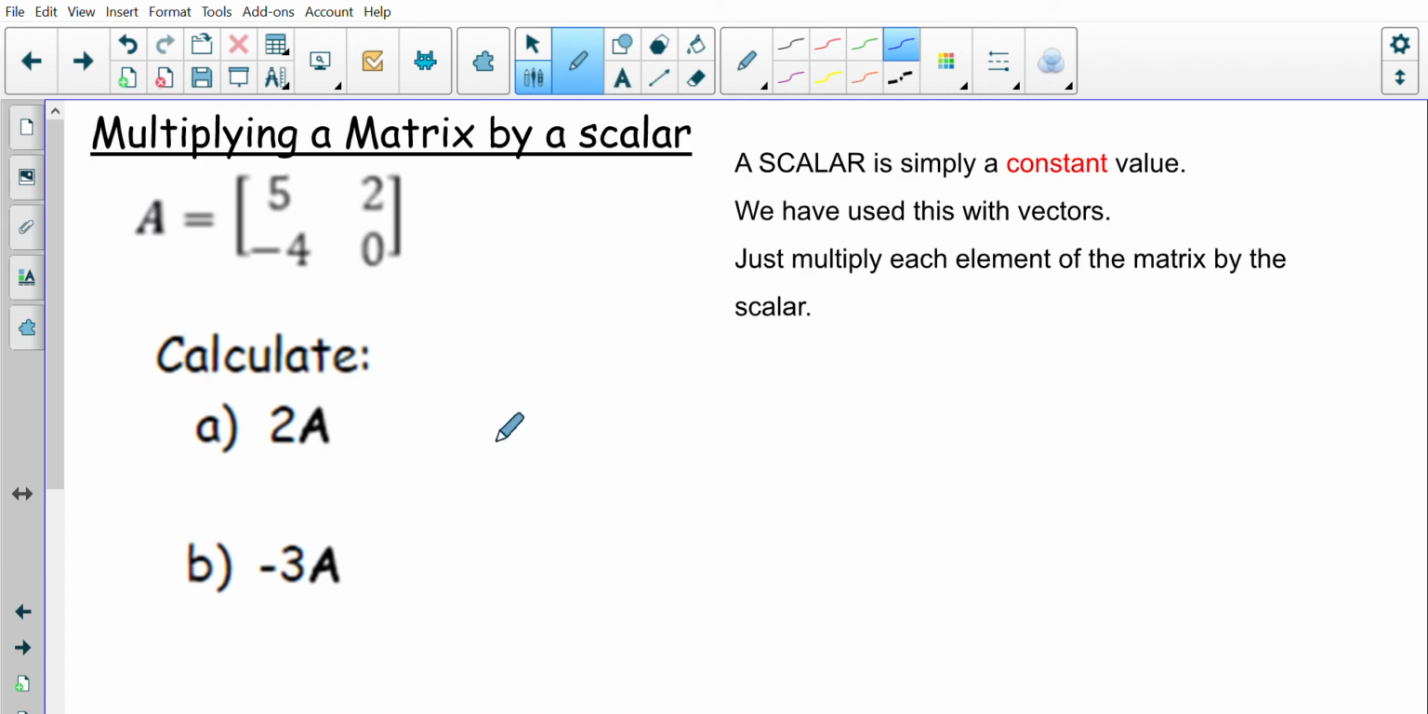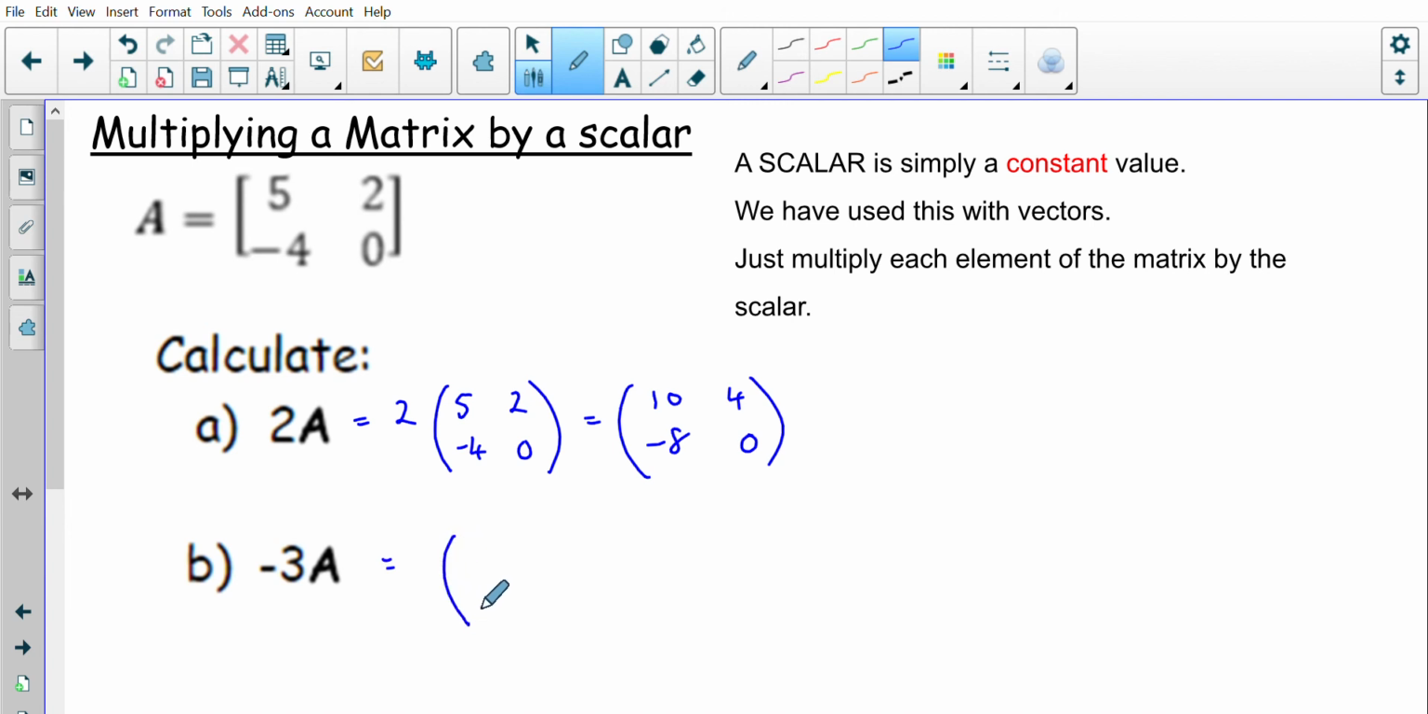We can also multiply a matrix by a scalar, and we use this with vectors. A scalar is just a constant value. We multiply each element in the matrix by that scalar. So 2A I could write with the scalar outside the matrix, and then I'm just going to multiply everything in the matrix by 2. If I want to multiply by minus 3, again, just multiply everything in the matrix by minus 3.